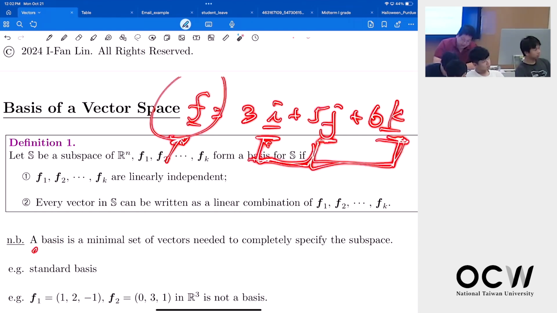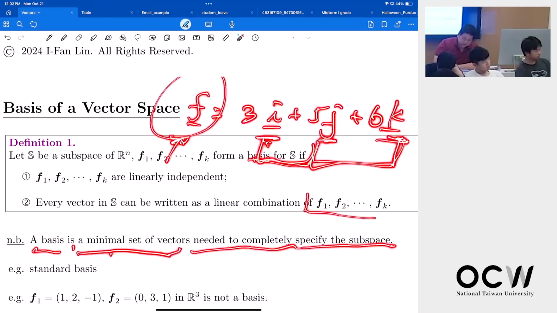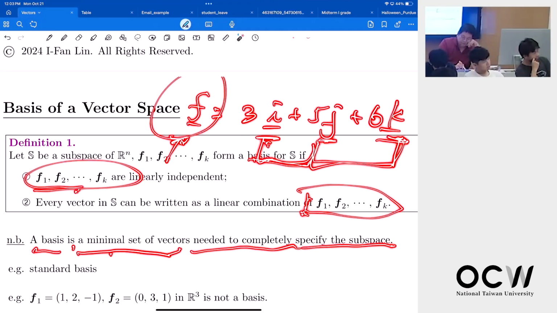And then here's a note. The basis is the minimum set of vectors needed to specify the subspace, because they are linearly independent, and any other vectors can be expressed by the linear combination of these vectors. So that's the minimum set. And for the standard basis, those are the standard basis.